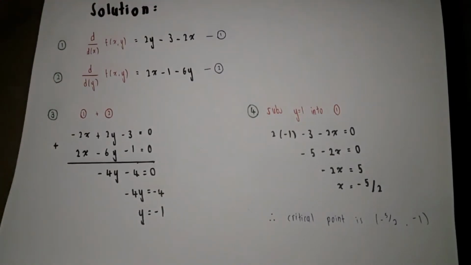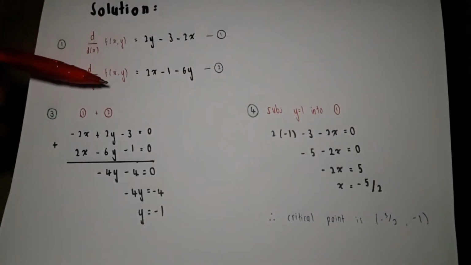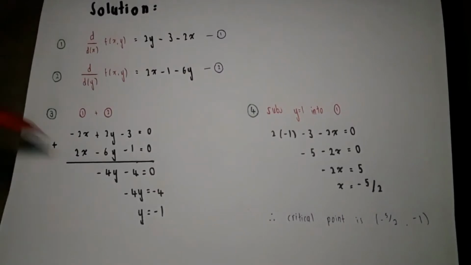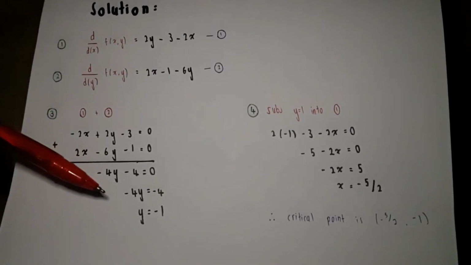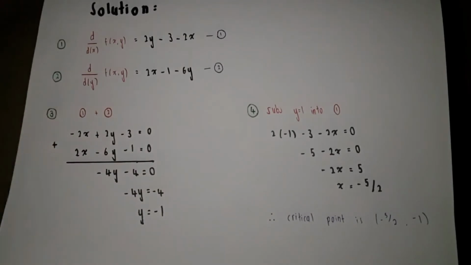Second step, differentiate d over dy. We get 2x minus 1 minus 6y. Third step, we need to add up the first equation and the second equation. We get negative 4y minus 4 equal to 0. We need to find the y. So we do negative 4y equal to negative 4, y equal to negative 1.